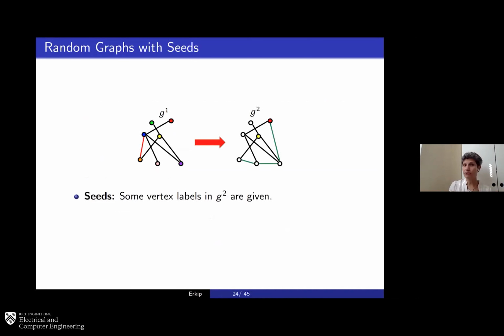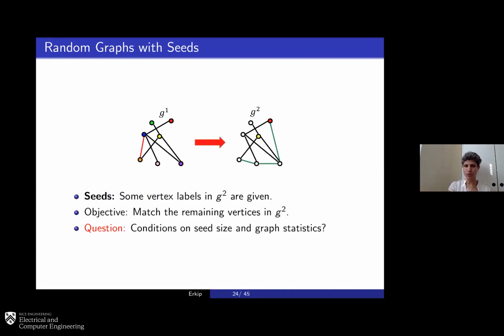Let me step back and talk about random graphs with seeds. Remember, in the general graph matching problem, G1 has the vertex labels, G2 doesn't. We've somehow lost the vertex labels, and we want to uncover them. Now, in the case of random graphs with seeds, we assume that a few nodes' labels are already given to us. Again, in the context of social networks, imagine famous people, their identities are public in all of the social networks. So they're people who are known. So some vertex labels in G2 are already given to us. Our goal is to figure out the remaining missing labels in G2.